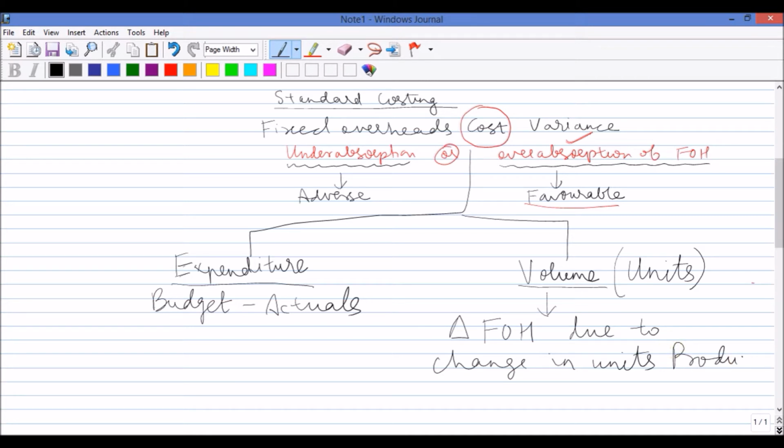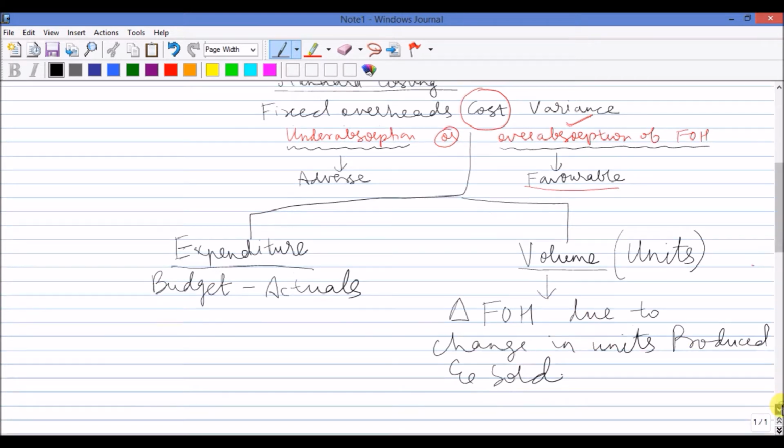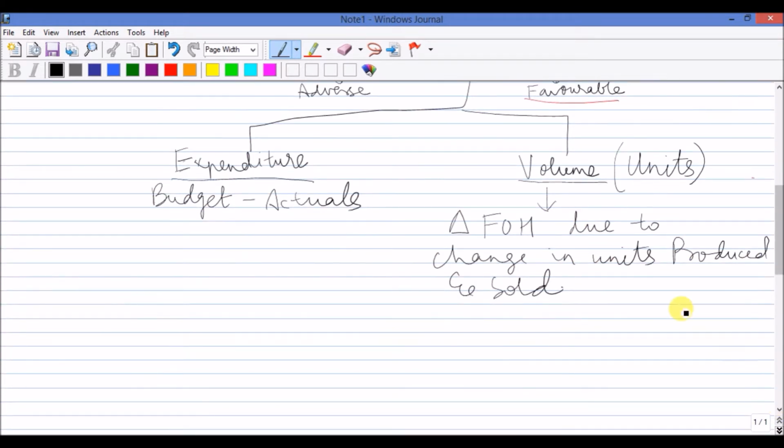Rather produced and sold. So volume denotes a change in fixed overheads due to change in units produced and sold. This is very crucial to understand the variance. Now friends, concentrate on volume.